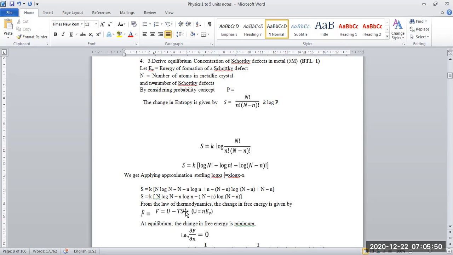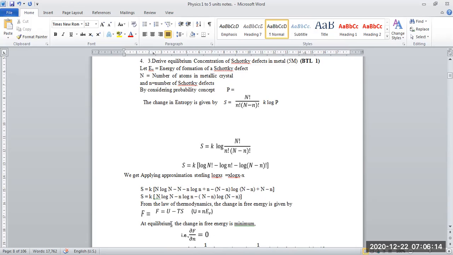So S you already know. What is the S value we got? See here, this is your actual entropy. Entropy is the disorderness caused in the system, and mathematically the disorderness is shown by this particular step. So you can just write U is equal to n into EV.